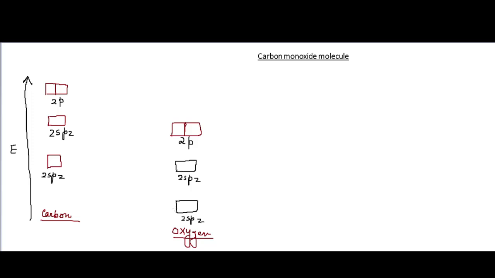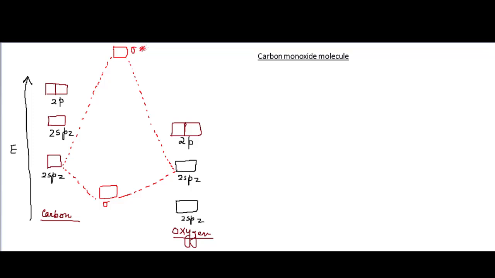Now if you have a close look, these two orbitals, the 2sp lower energy of carbon and the 2sp higher energy of oxygen, are close together. So these two orbitals will give rise to the sigma bonding orbital and antibonding orbital, because they are near to each other energetically. So this is how we get the sigma and sigma star molecular orbitals.